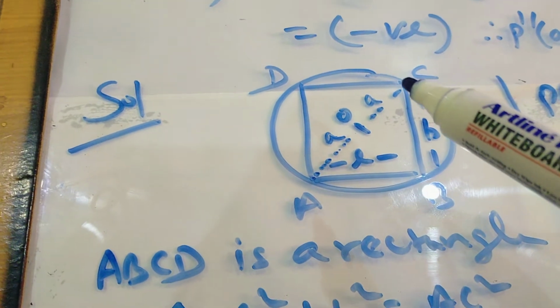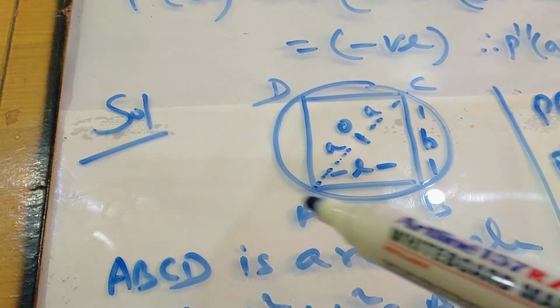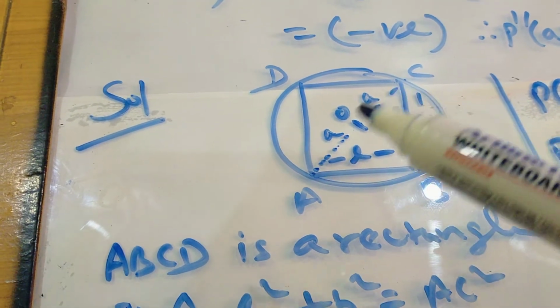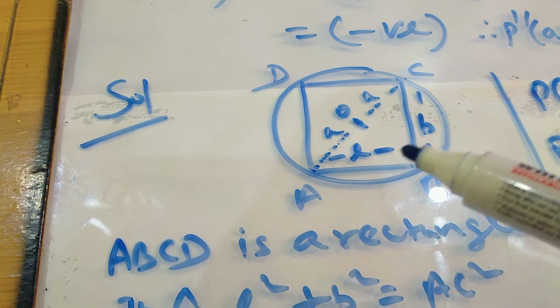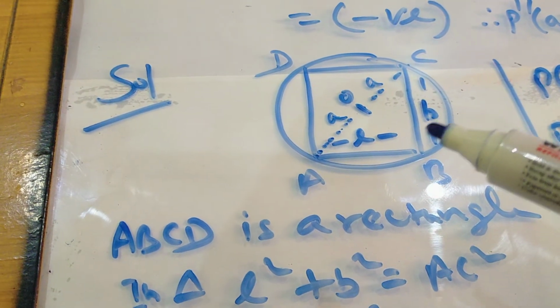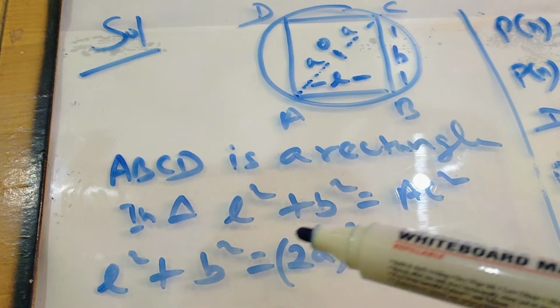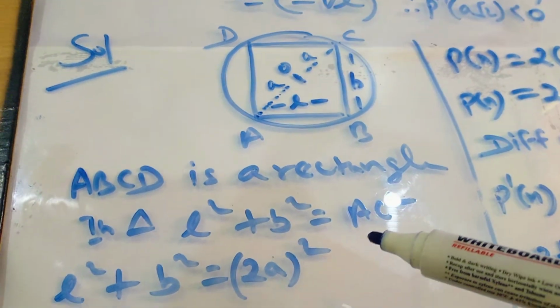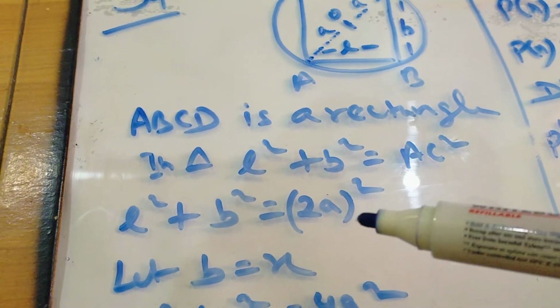Look once more. The question was given like this. It was a rectangle ABCD. A circle was there, and the rectangle was inscribed inside the circle. So L is the length of the rectangle, B is the breadth of the rectangle. So this is a right angle triangle. I applied the Pythagoras theorem: L square plus B square equal to AC square. The value of AC is 2a. So it has come L square plus B square equal to 4a square.